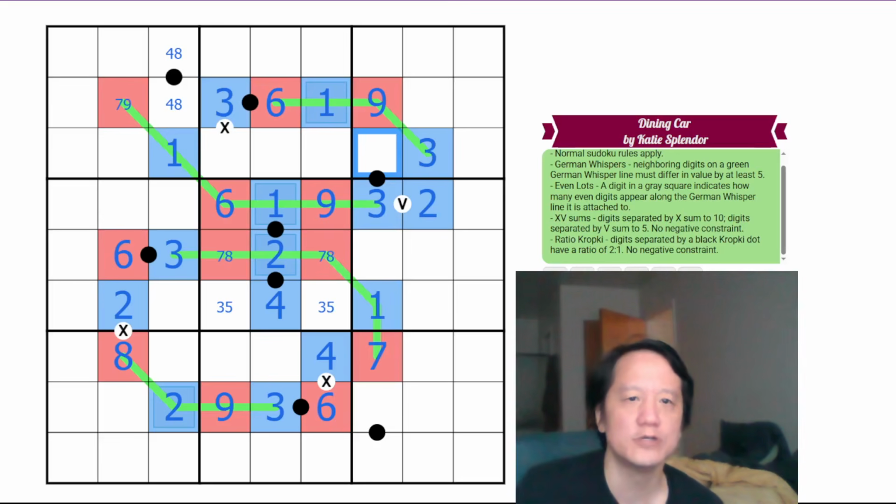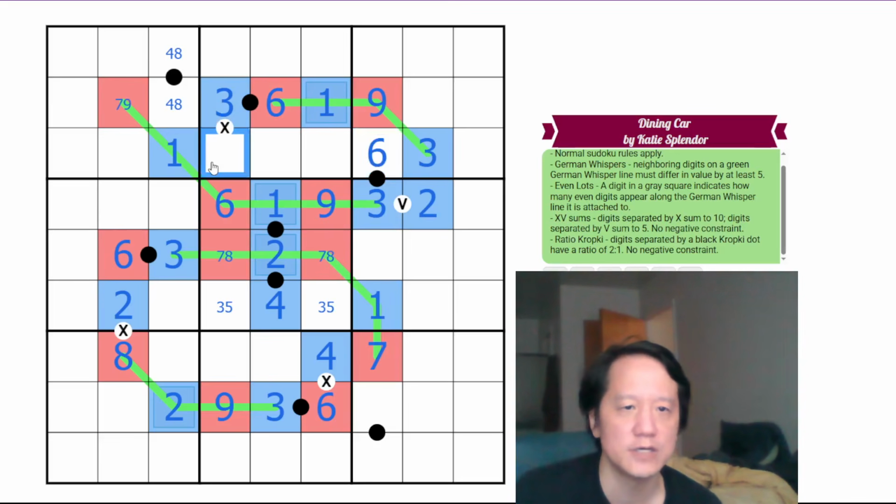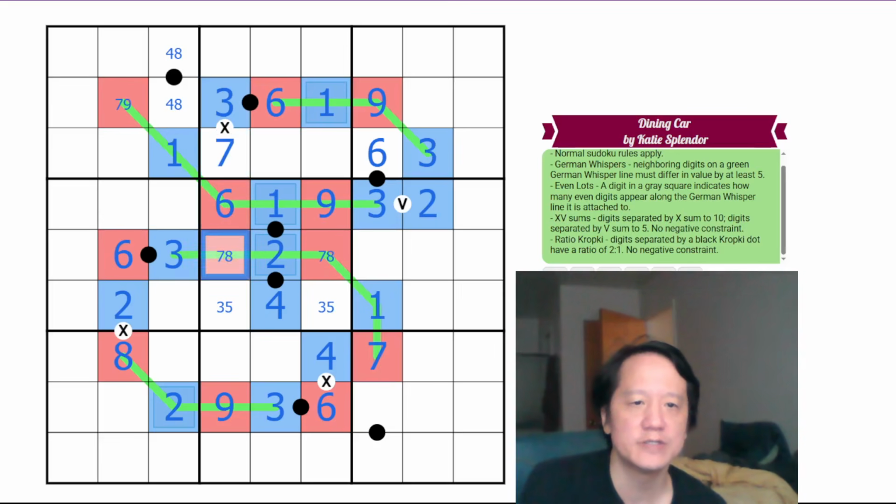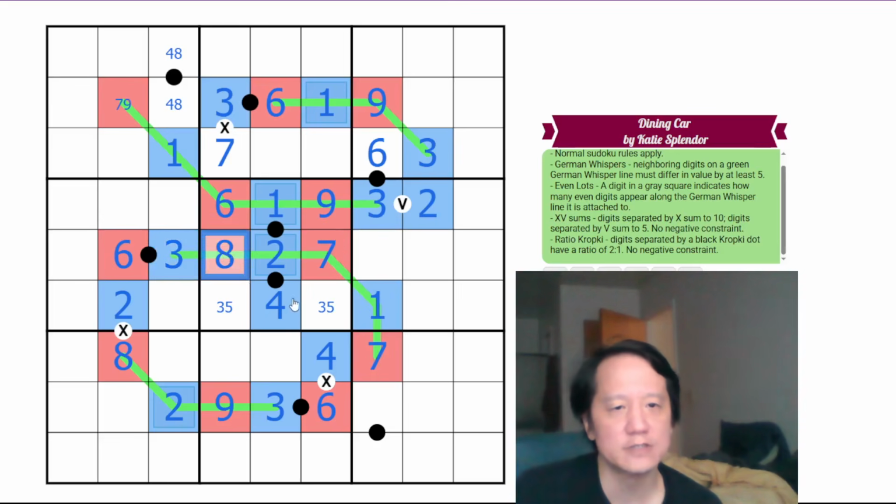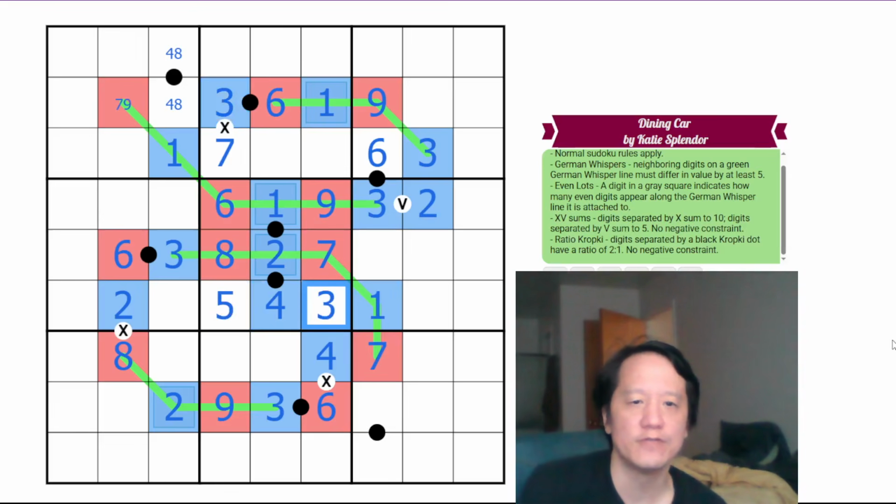3 is in a 1 to 2 ratio with 6. 3 adds up to 10 with 7. So this can't be 7, that's 8. Well, we already knew that because 3 cannot be next to 7 on a Whisper 5 line. 3 eliminates 3 here, so that's 5 and 3.